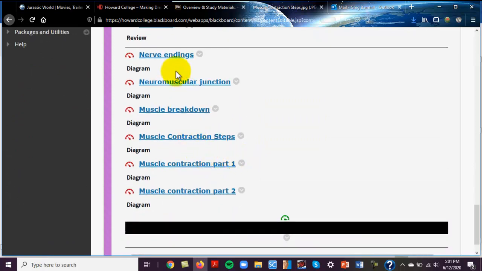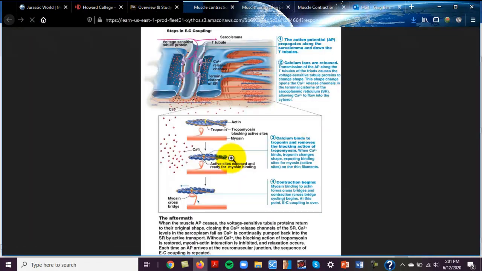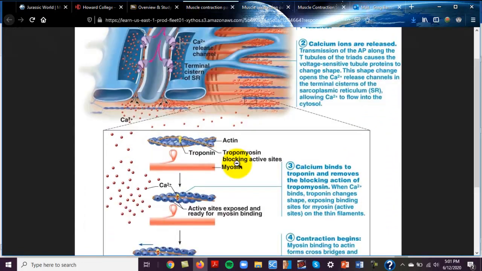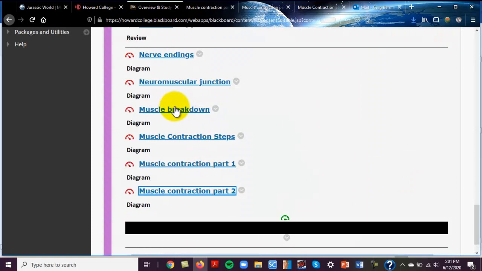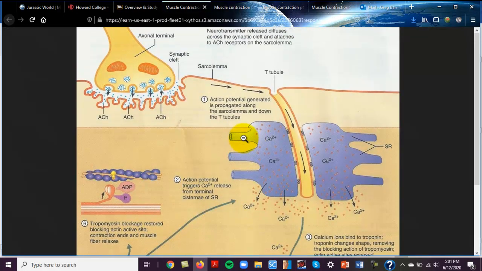I was going to say, I gave you these diagrams. Now these are pictures you can click on. So here's one, and then the other one. Okay, it kind of goes through all of it together as well. I'm going to be using this one that says muscle contraction steps. This is a great picture. It breaks it down to 6 really easy steps. But I thought I had given you another one.